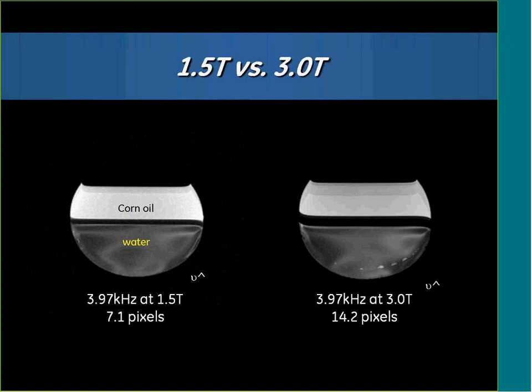And of course, if you move to a 3 Tesla magnet, then because we've got double the precessional frequency compared to a 1.5 Tesla, we can see that for this same quite low bandwidth at 1.5T, we get a 7.1 pixel shift. The identical bandwidth at 3T now translates into a 14.2 pixel shift. So one of the disadvantages of going to 3 Tesla is that we do get an increase in chemical shift artifacts.